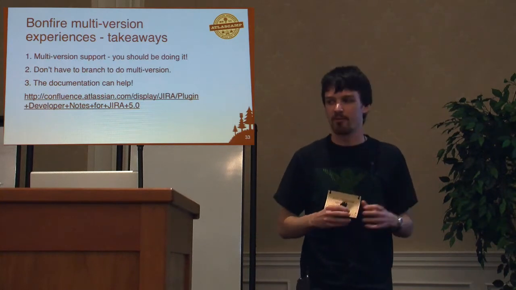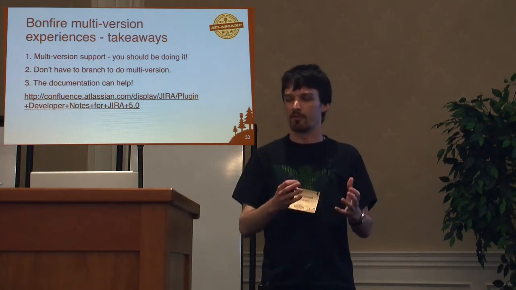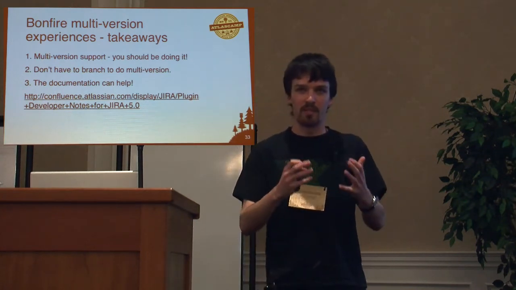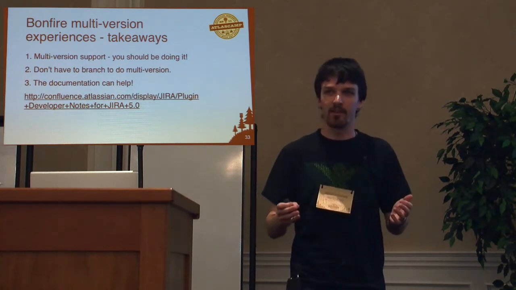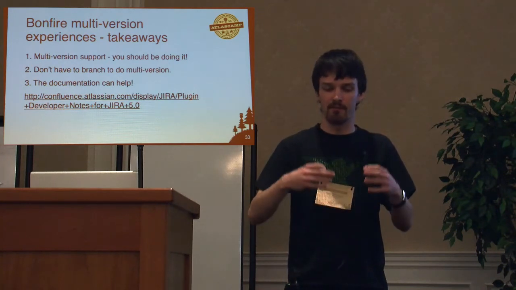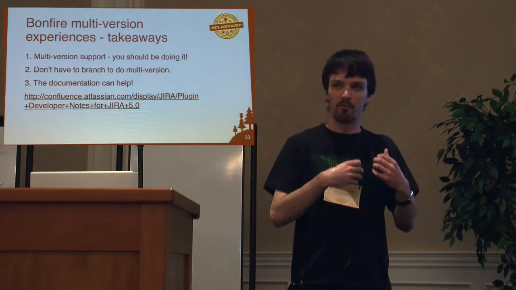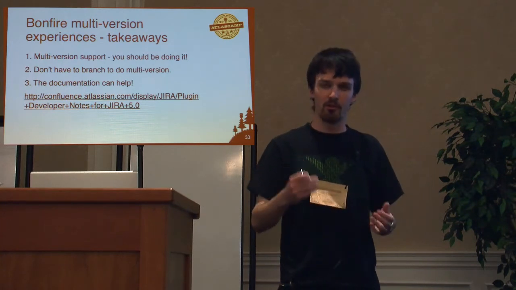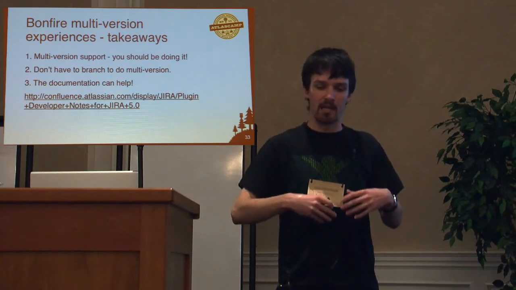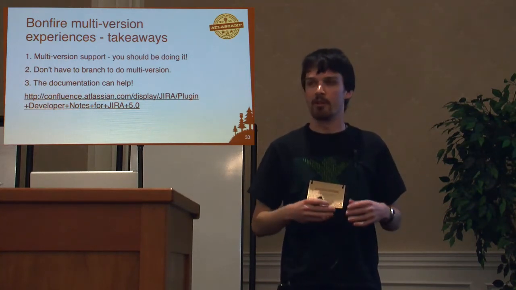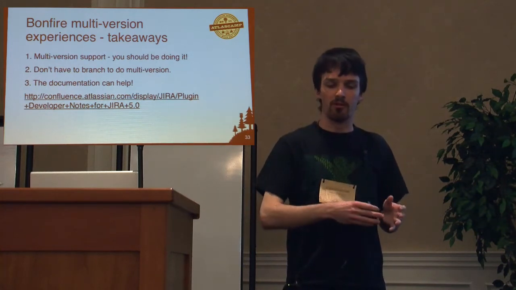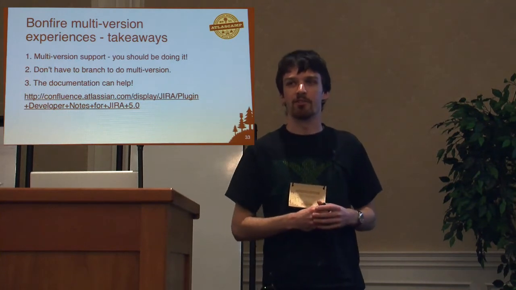So some takeaways from Bonfire's multi-version supporting experiences. So the first takeaway is that you should be doing multi-version support. If nothing else, to be ready for upgrades between, for example, JIRA 4.4 and 5.0. If you start supporting JIRA 5.0 before it is released to customers, it means that you will be able to support JIRA 5.0 on launch. And this is a massive win for you in terms of being able to do a marketing push with JIRA 5.0, as well as making sure that if you're an internal developer, there's nothing blocking you from upgrading to the latest and greatest version of JIRA when it is released.